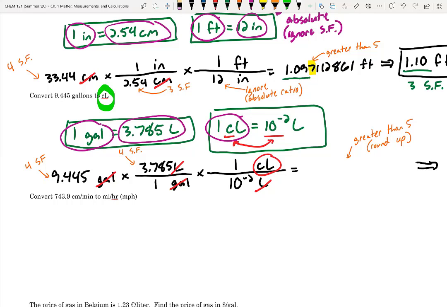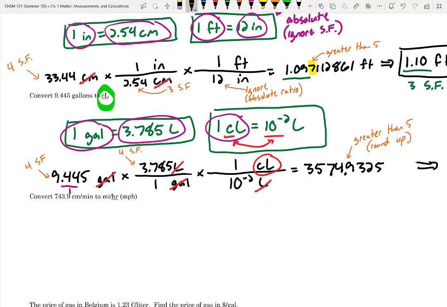So I like to multiply all of the numerators first, right? So I would go ahead and do 9.445 times 3.785 times 1. So that's all the numerators multiplied? Right. And then I'm gonna divide that in parentheses by all of the denominators multiplied. So make sure you use the parentheses. And we can assume that this is the same thing as over 1, right? So I've got 1 times 1 times 10 to the negative 2. And that gives me a new number, which is 0.9325. Is that what you're getting? Yeah, there we go. That's better.